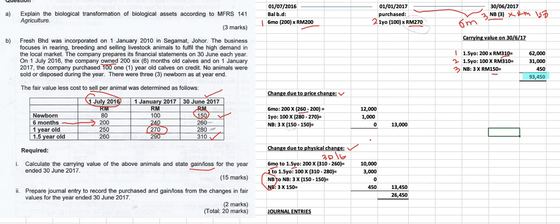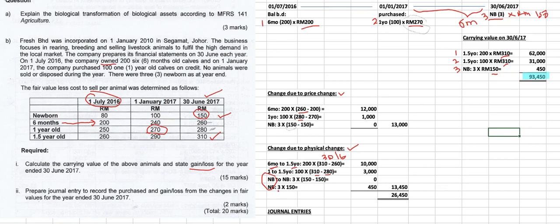Okay, kalau you nak tengok soalan lagi sekali boleh lah, tapi slow sikit lah. 1 to 1.5, so 1.5 is 310. Okay, 310 here and 280 is from the top here. Provided that you have taken the correct price for your price changes, otherwise semua salah lah. Newborn to newborn, that will be 150 minus 150 because there's no changes. The animal does not grow on the same day.